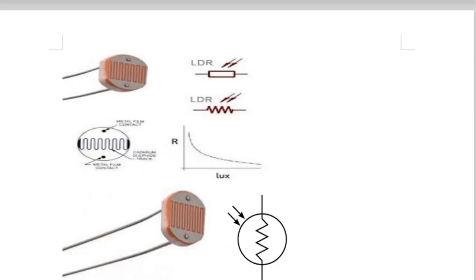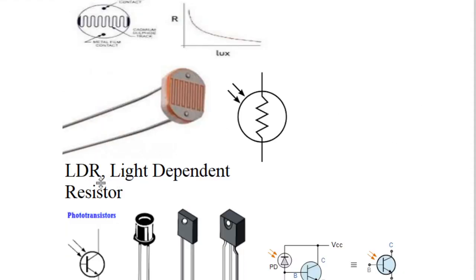Now there is one more converter which converts light energy into electric energy, and that is called LDR, light dependent resistor. It looks like this. Here this is the photosensitive material, and there is a large area of this photosensitive material. So here it is LDR, light dependent resistor. If the area of photosensitive material is large, then sensitivity will increase. And this is the symbol of the LDR. Light falls on that resistor, and then the photosensitive material will produce EHP, electron hole pair combination.